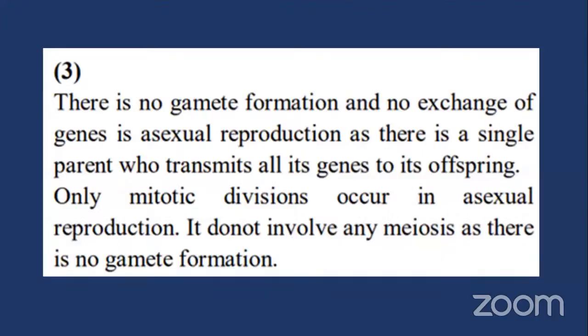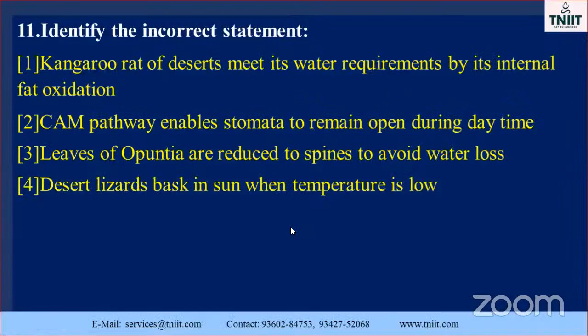There is no gamete formation and no exchange of genes in asexual reproduction. Already told you, crossing over does not take place. As there is a single parent who transmits all its genes to its offspring, only mitotic division occurs in asexual reproduction. It does not involve any meiosis and there is no gamete formation. Don't forget, this is very, very important.